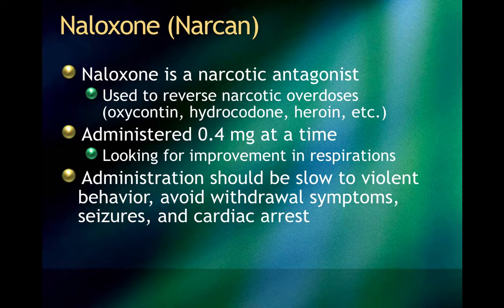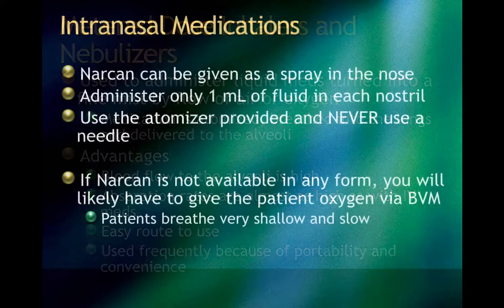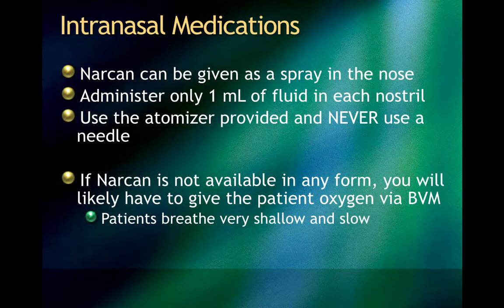It should be given slowly in the smallest appropriate dose to avoid sudden onset of violent behavior, avoid withdrawal symptoms of somebody who takes pain medications regularly, help prevent seizures as a result of sudden onset of opiate withdrawal, and to prevent cardiac arrest for the same reason. Okay, nebulizers, talked about those already. Narcan can be given as an intranasal spray, but typically is given IM. The intranasal spray would be if they're in more significant shock, or if you're having a hard time getting an IM injection.